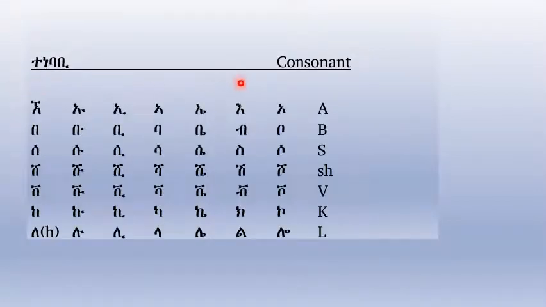Okay, we continue with the consonants. Now let's see how the rest of the consonants look. We do the same thing again. We write from A to O: A, U, I, A, E, U, O. That's the equivalent of the letter A in English. We remember this. B: Ba, Bu, Bi, Ba, Be, B, Bo, equivalent to B.